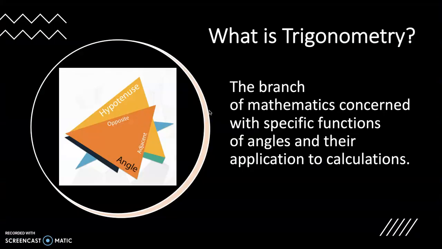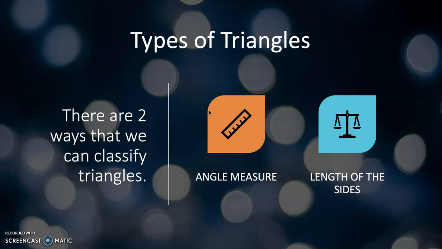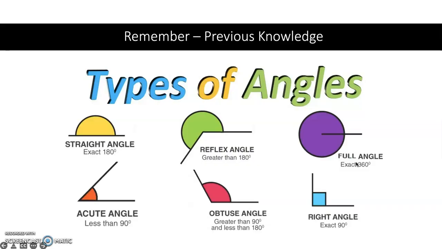So what is trigonometry? Trigonometry is the branch of math that is concerned with specific functions of angles and their application to calculations. So simply using angles, calculating something given information about a shape. Today we're going to talk about types of triangles, but there are two ways that we can classify triangles. We can classify them by their angle measure or the lengths of their sides. Today we're going to focus on looking at only the angles in the triangle, and tomorrow we will talk about the lengths of the sides.